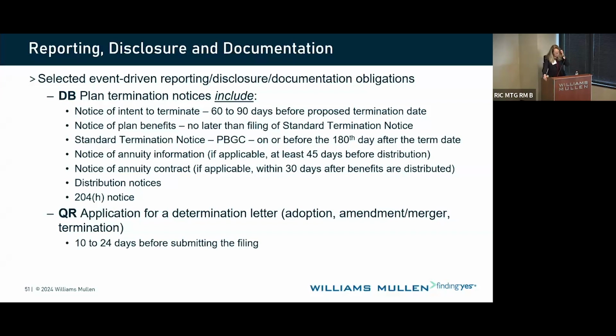There's a standard termination notice, notice of annuity information, notice of annuity contract, and 204(h) distribution notices. Of course, those are normal. 204(h) notices apply when benefits are going to cease being accrued. There are a lot of things that run in parallel to the very substantive and financial planning that goes into a DB plan termination.